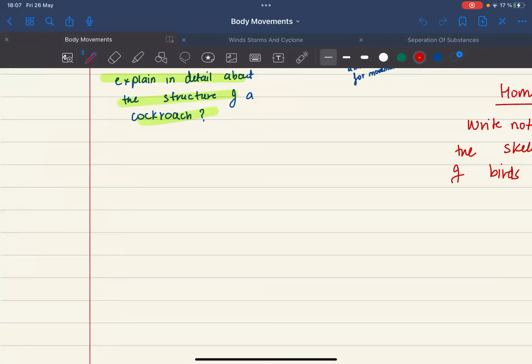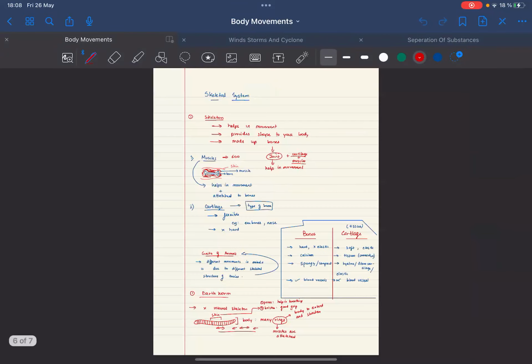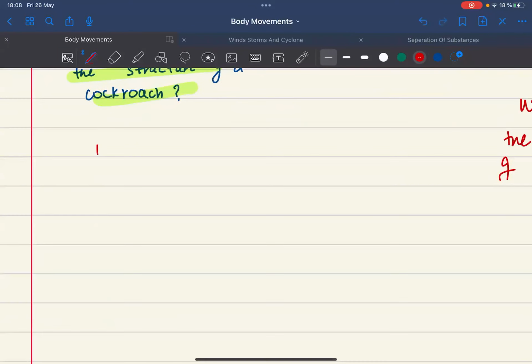Okay, I hope y'all have some idea from what you have done as your homework. So now we'll be seeing in detail about the skeletal system of another animal group, which is the bird.